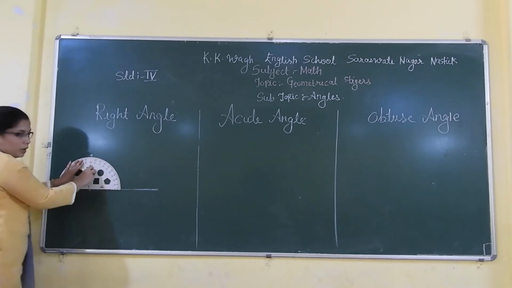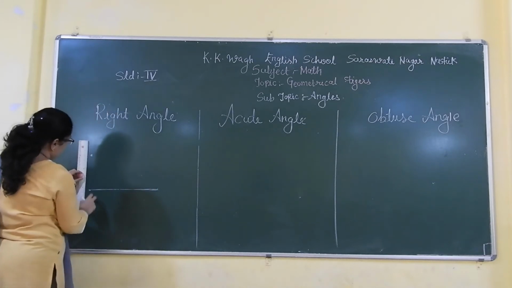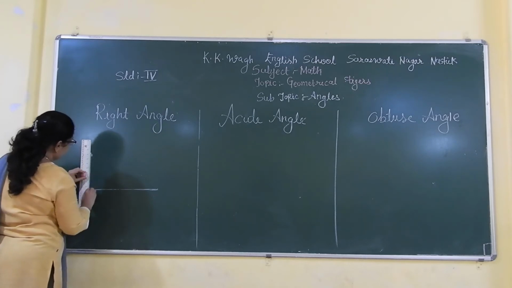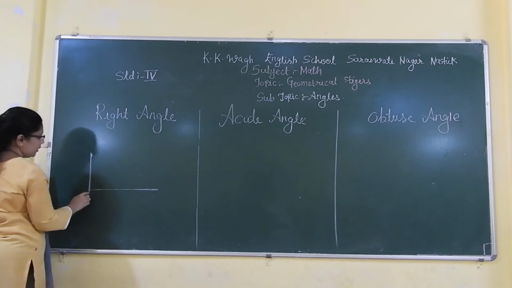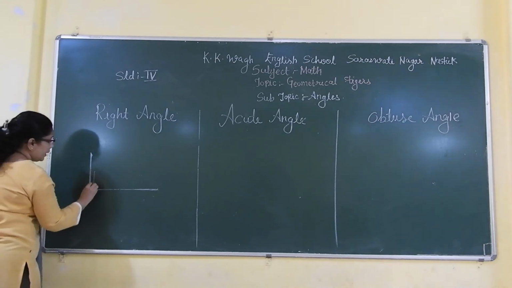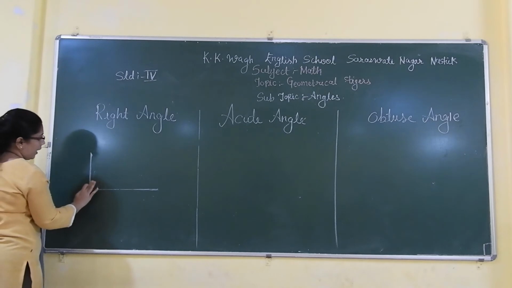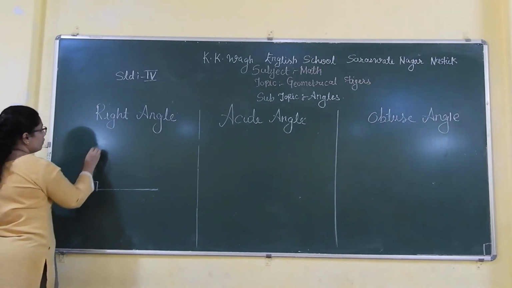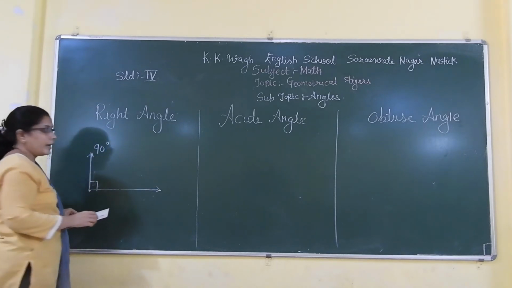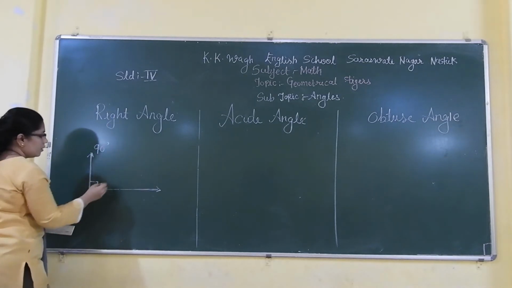Okay, I have drawn a point here and with the help of a scale I am going to match these lines like this. Okay, now see children, you can see here these two lines are meeting at a certain point and it is making an angle. This is an angle, it is making an angle here, see, and this angle is of 90 degrees. This angle is of 90 degrees. Okay, so it is called a right angle.